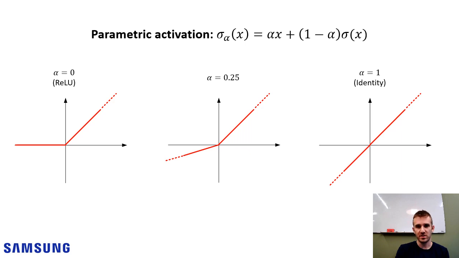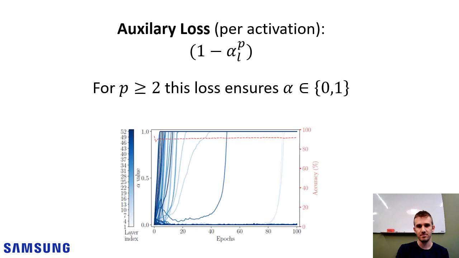During training, we want to encourage alpha to become 1 using an auxiliary loss. For each activation, we use the following loss, usually with p equals 2. This loss encourages each alpha to become 1. As our final network should not have new operations such as parametric ReLU, the power p ensures that alpha values near 1 will not be sustained during training. As you can see in this graph, the final value for each alpha is either 0 or 1. More on this can be found in the main paper.